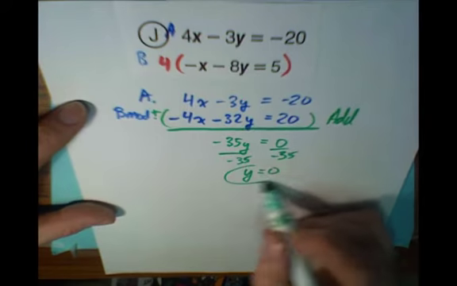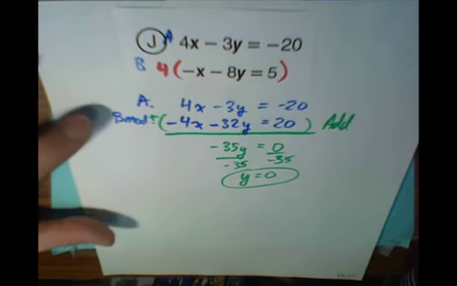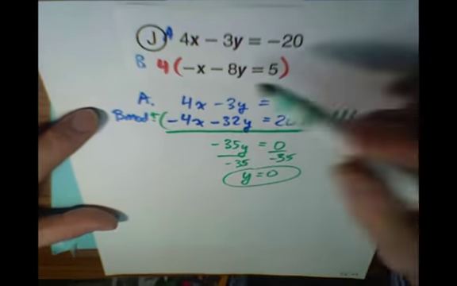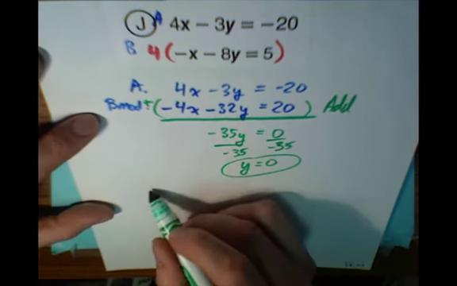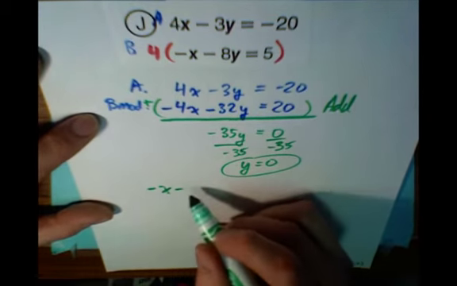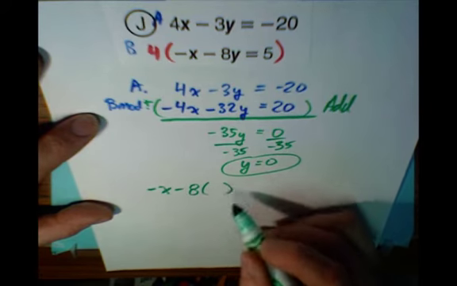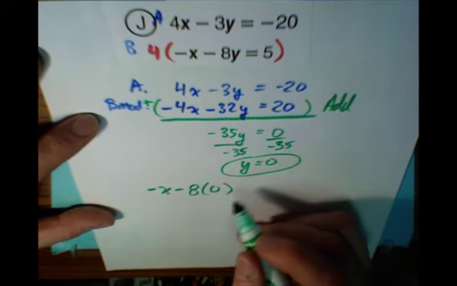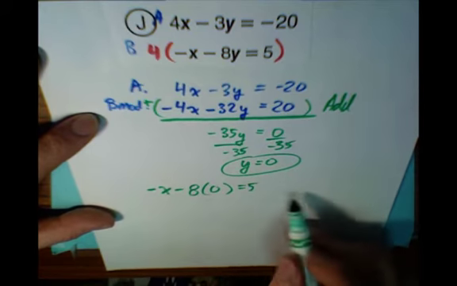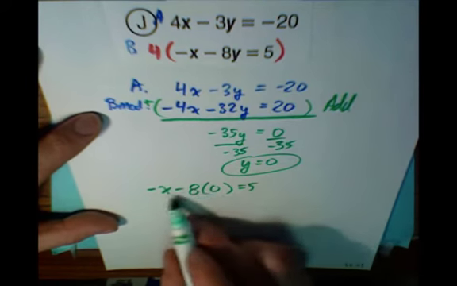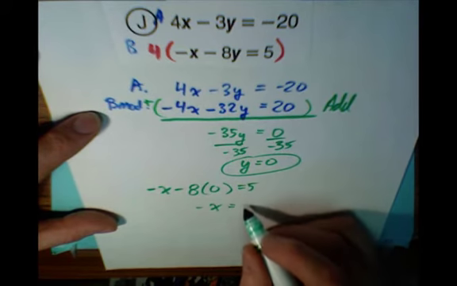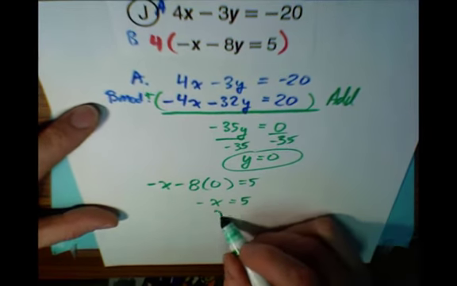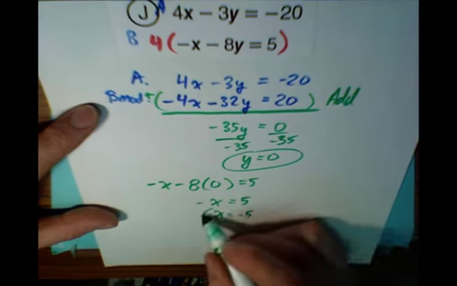And now I plug that back into the original problem. And again, pick any equation you want. I'm going to pick the one that's simpler, which says negative x minus 8y equals 5. Instead of writing y, I'm going to write what y equals. And this may be fairly straightforward for you. 8 times 0 is 0, so negative x minus 0 is just negative x. Negative x is 5, or x is negative 5.